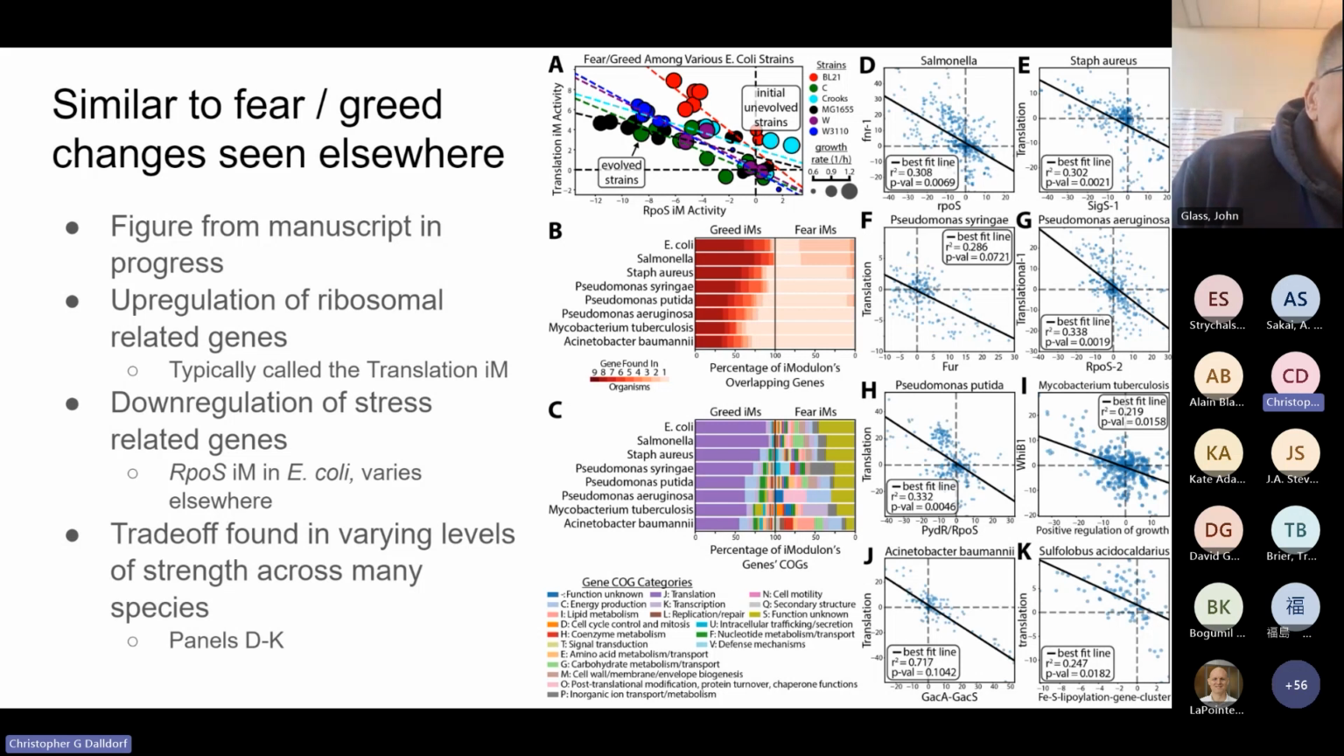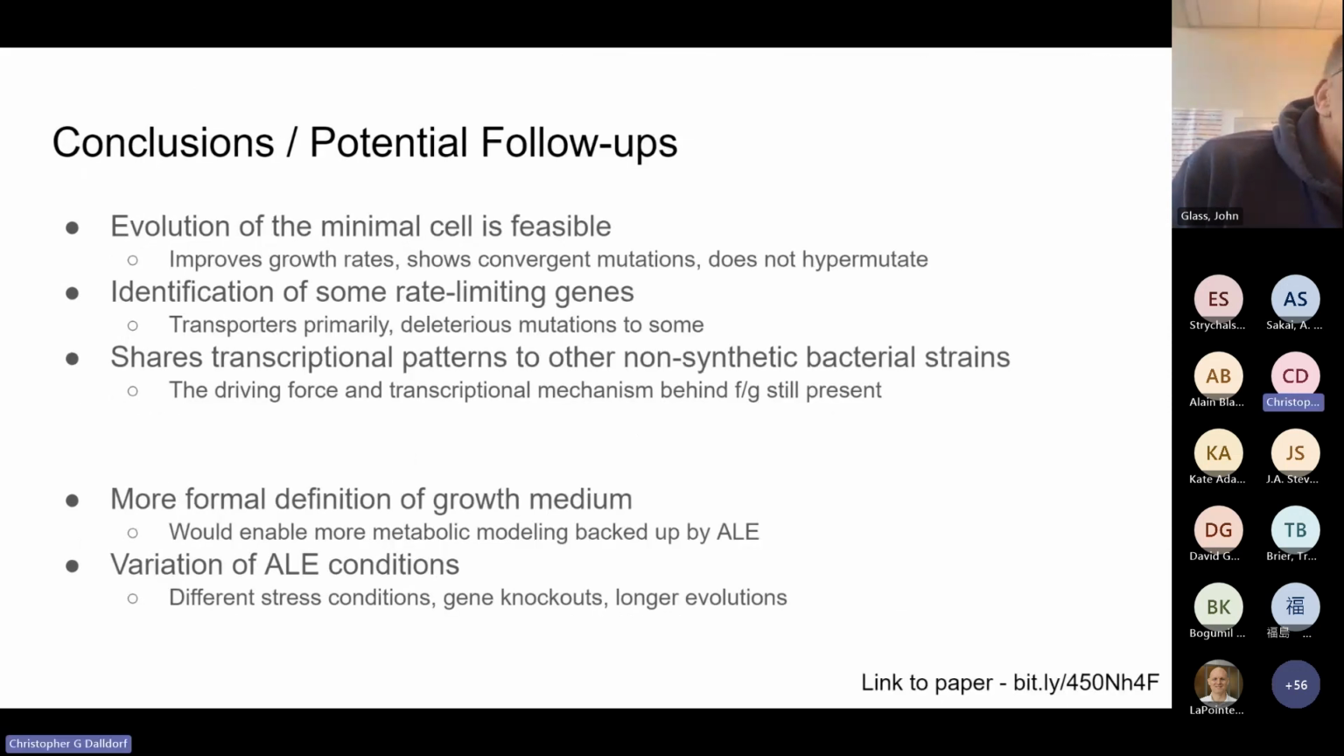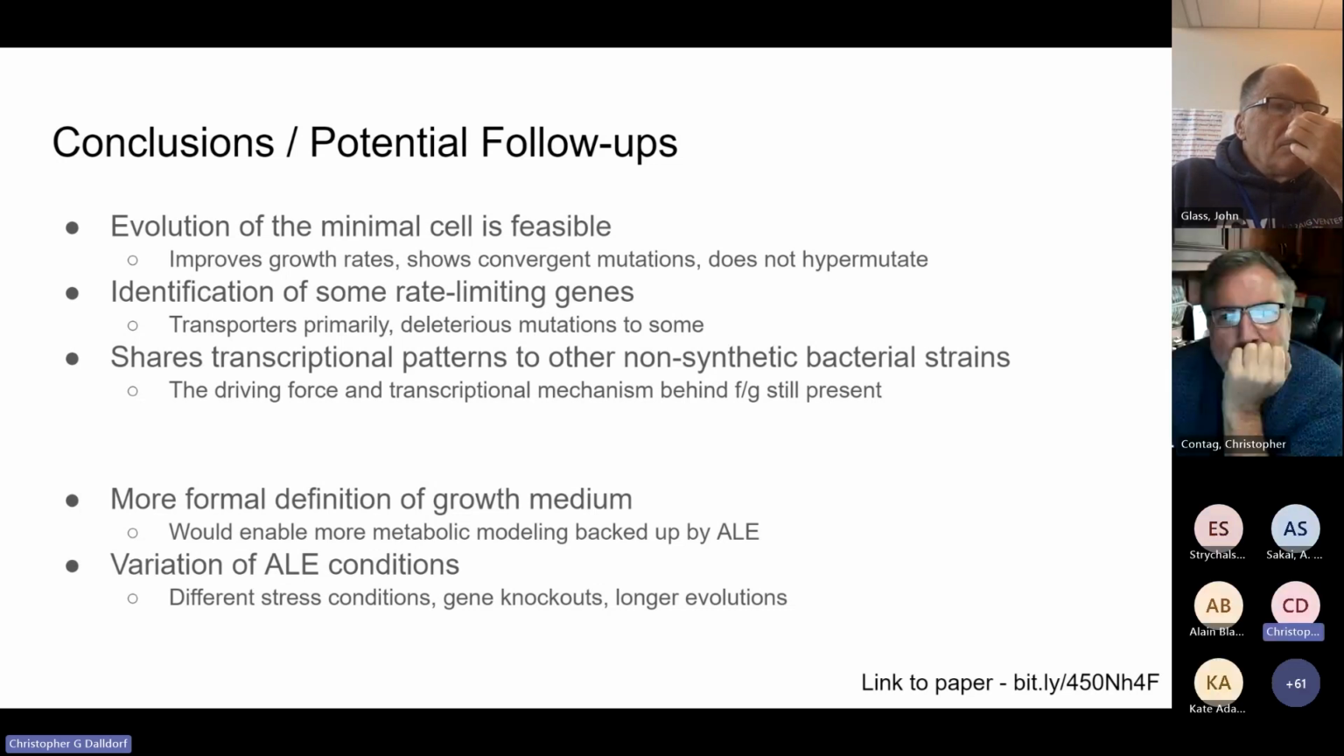So, general conclusions and potential follow-ups. The big one is that the evolution of this minimal cell is feasible. It does all the things you want to see in ALs. It improves growth rates. It shows convergent mutations. It doesn't hypermutate. It was very good for identifying these rate-limiting genes that would be great targets of future studies, showing even these unknown functions are clearly having some specific effect.